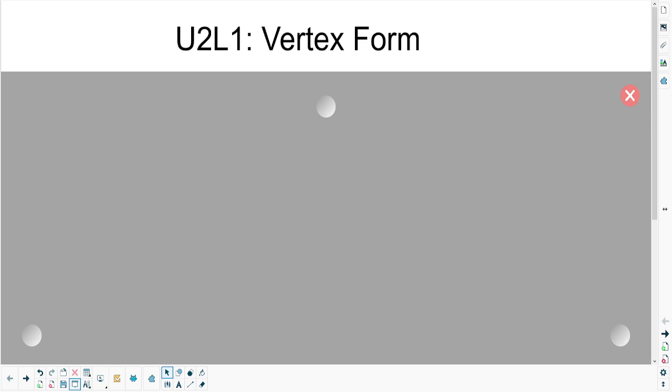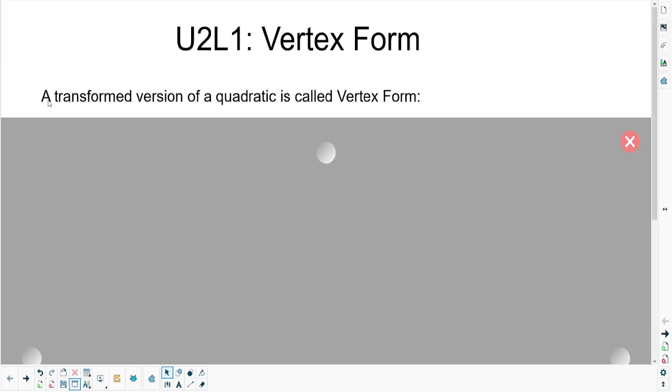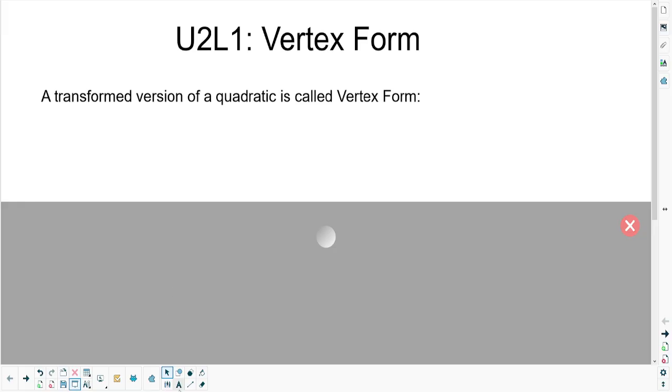Okay, so we're doing the vertex form of a parabola today, or sort of a quadratic. Okay, let's get into it. A transformed version of a quadratic is called vertex form. We have done y equals x squared, and we already know kind of what the transformation looks like. The general form that we're going to be working with is y equals a bracket x minus h squared, and then plus k.